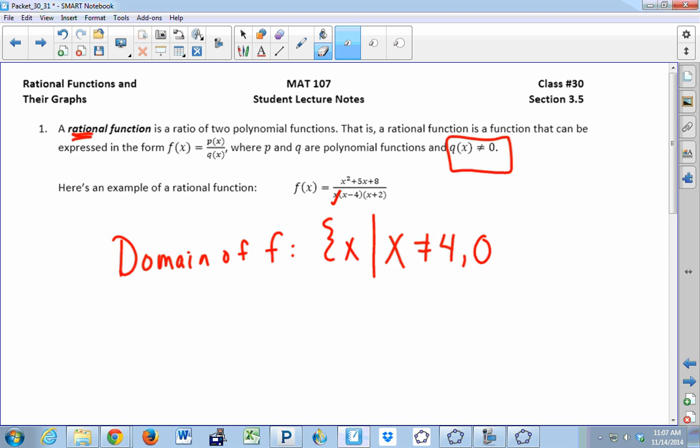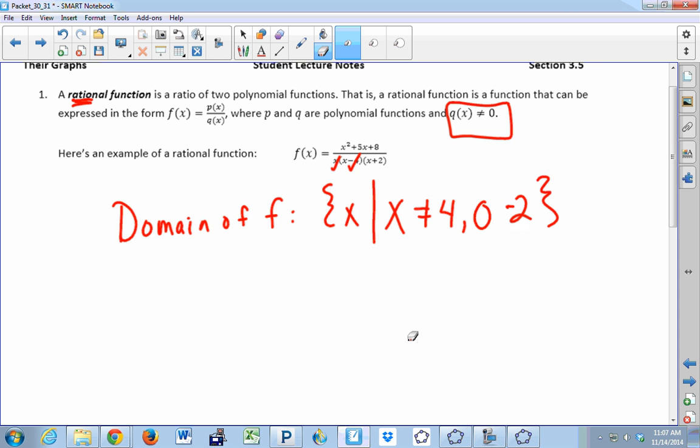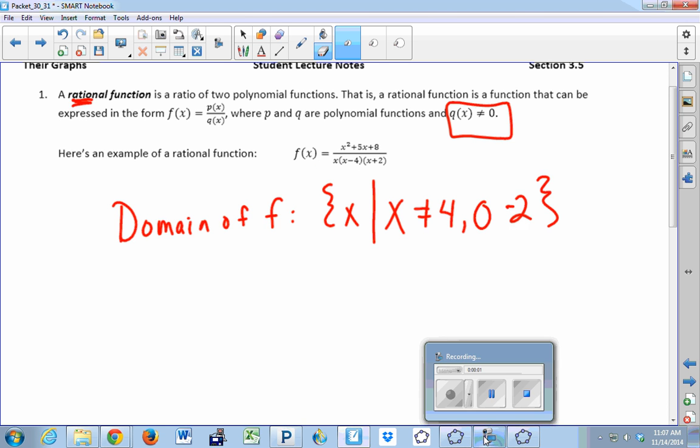We took care of this one. We took care of that one. So -2. So there's my domain. So you can see this time, set builder notation, we haven't been using it very much, but it makes it real quick and easy, very efficient to represent the domain.